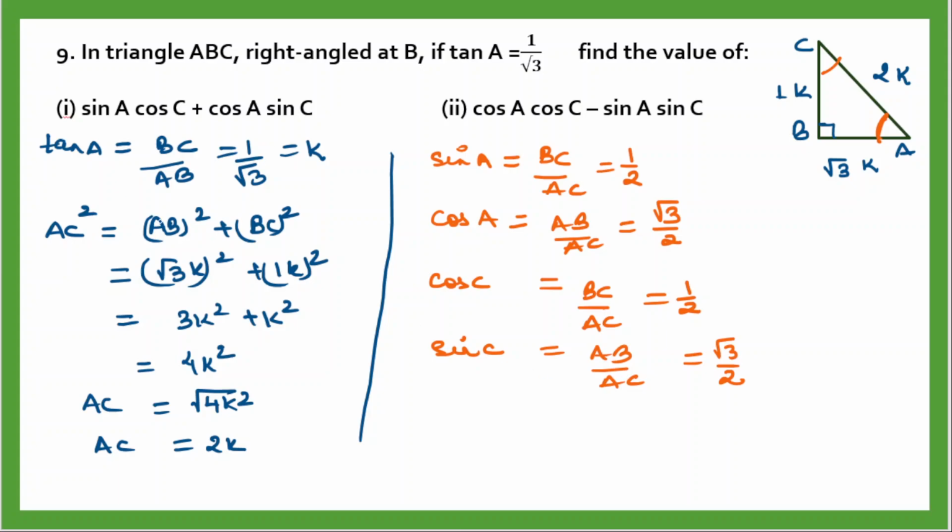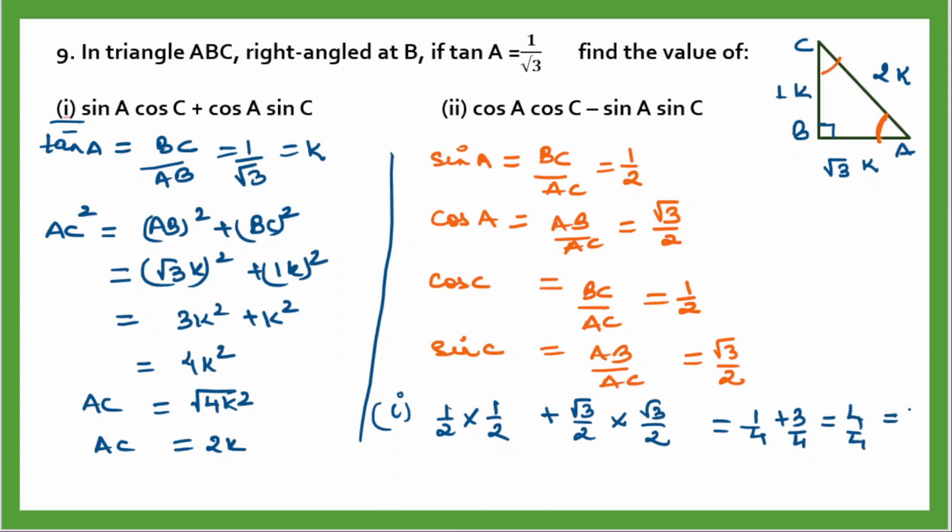Now, putting all these values in first part. So it will be sin A. So what is your sin A? 1 by 2 into what is your cos C? So what is your cos C? 1 by 2 plus cos A. What is your cos A? Root 3 by 2 into sin C. So it is equals to 1 by 4 plus 3 by 4. So it is equals to 4 by 4, which is equals to 1.